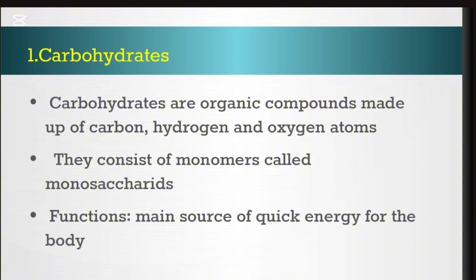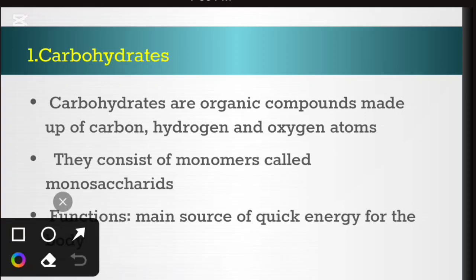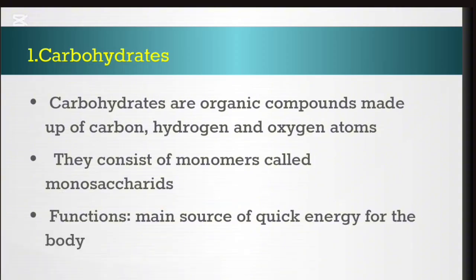One by one, the first is carbohydrates. Carbohydrates are organic compounds made up of carbon, hydrogen, and oxygen atoms. Carbohydrates consist of monomers called monosaccharides. The main function of carbohydrates is to be the main source of quick energy for the body.